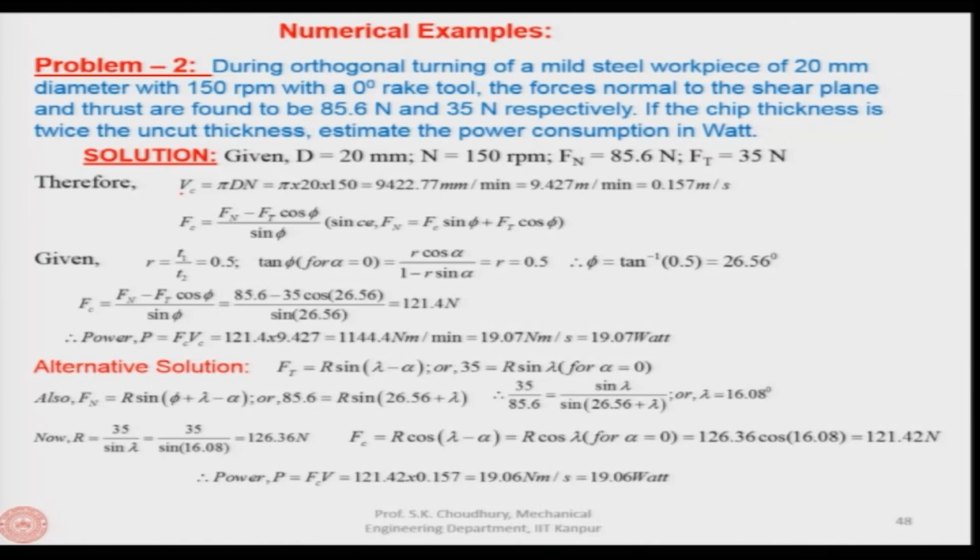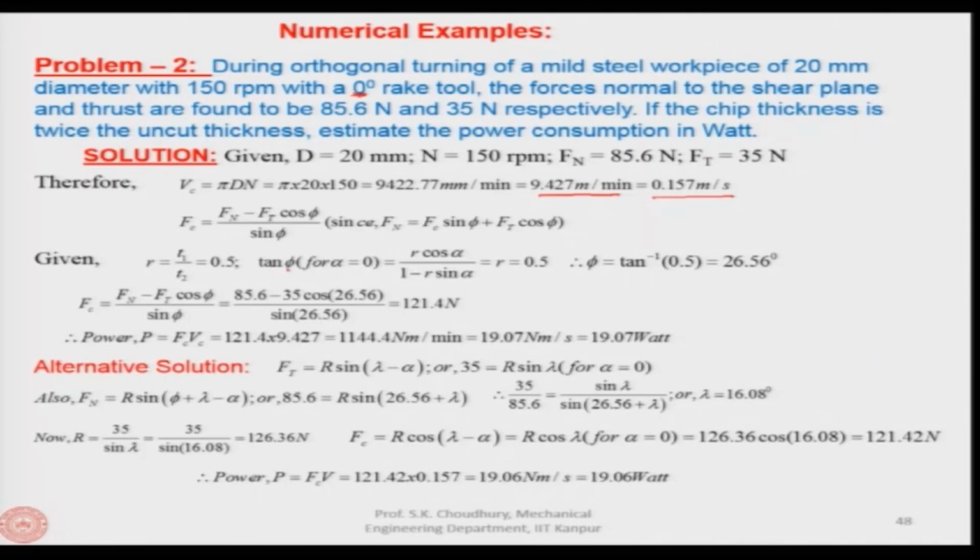Now, first let us find out what is the cutting velocity. This is pi D N, all these are given. So, it will be this value. Either it is in meter per minute or you can convert it into meter per second. Then Fc, from Merchant's, this formula, because Fn is equal to Fc sin phi plus Ft cos phi, we have derived that. From here the Fc is equal to this. It is given that chip thickness ratio is 0.5 because the chip thickness is twice the uncut thickness. Therefore, for 0 degree rake angle it is given here.